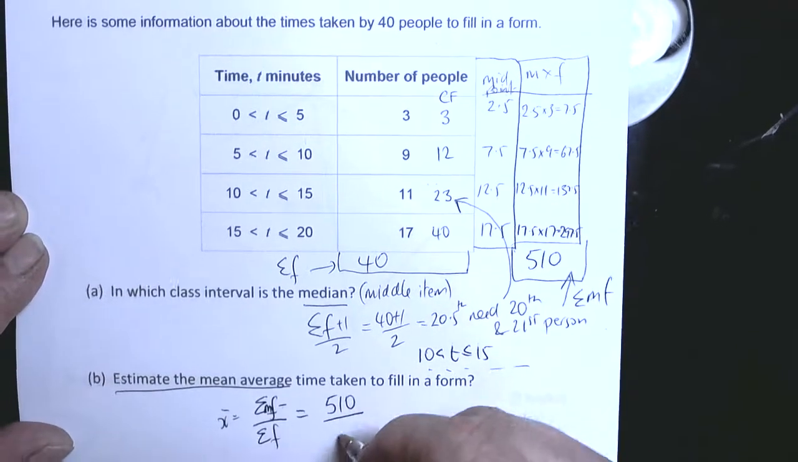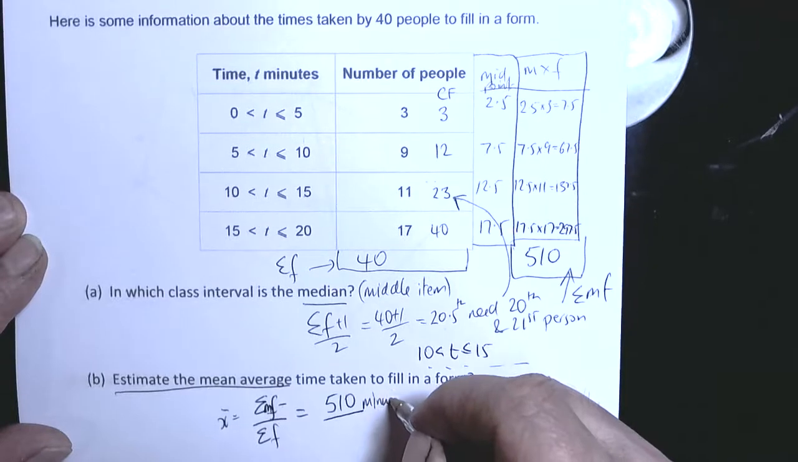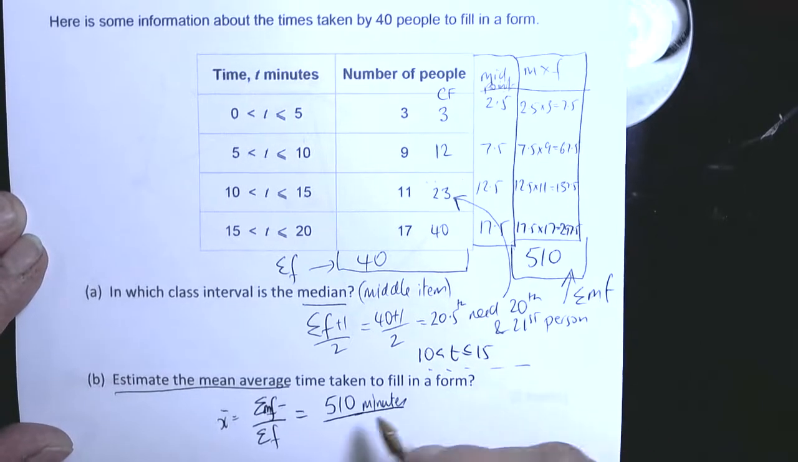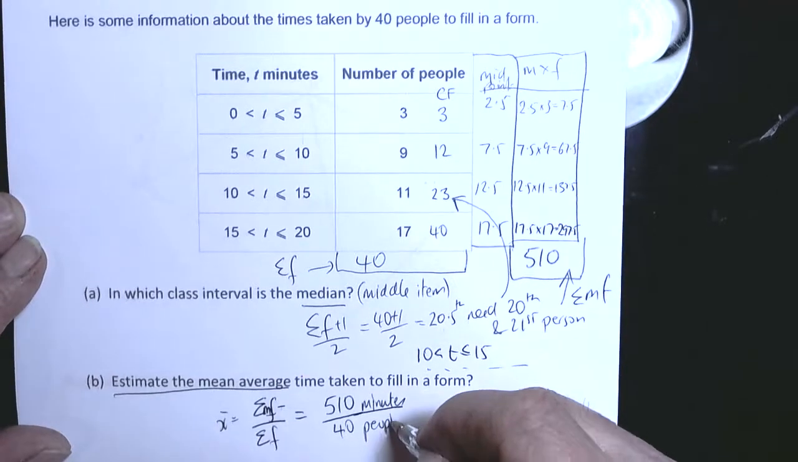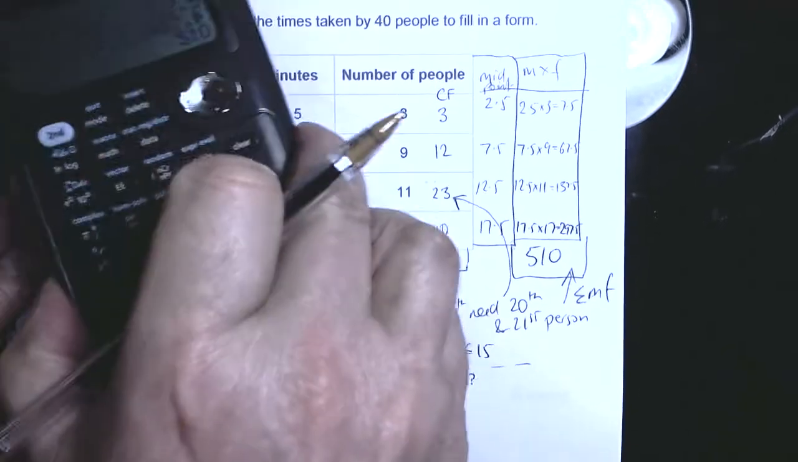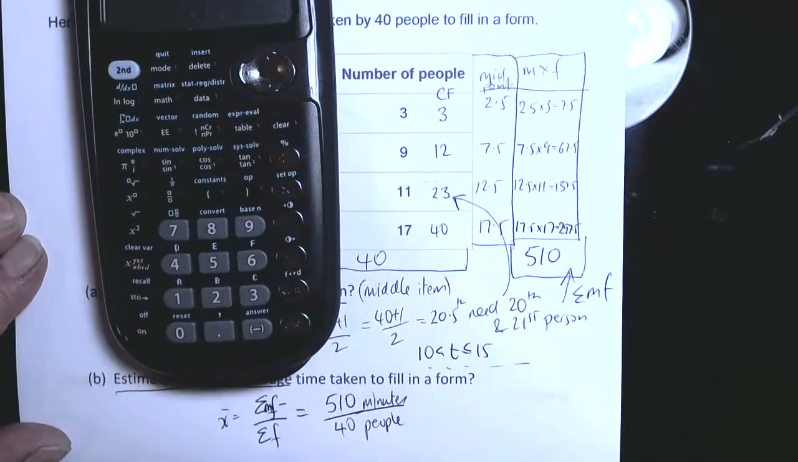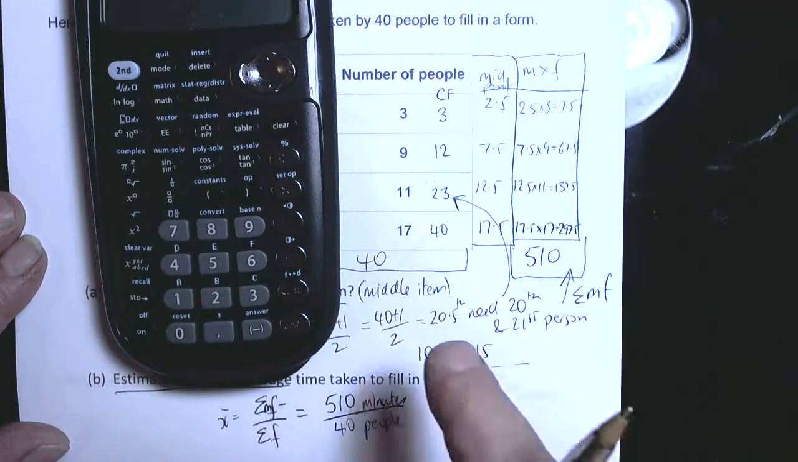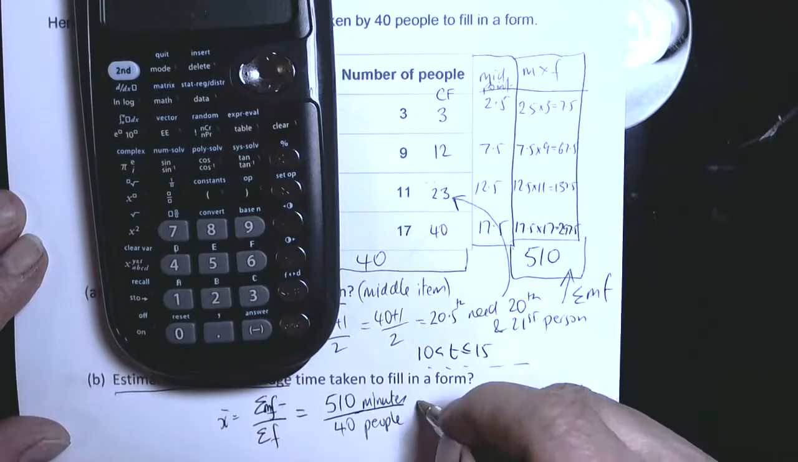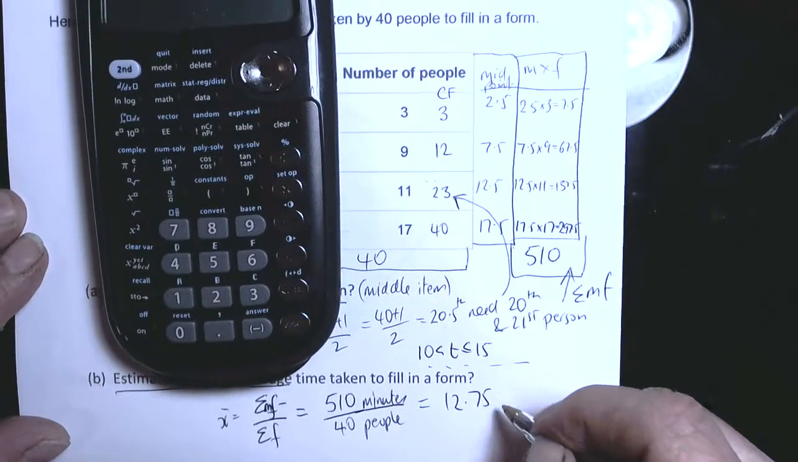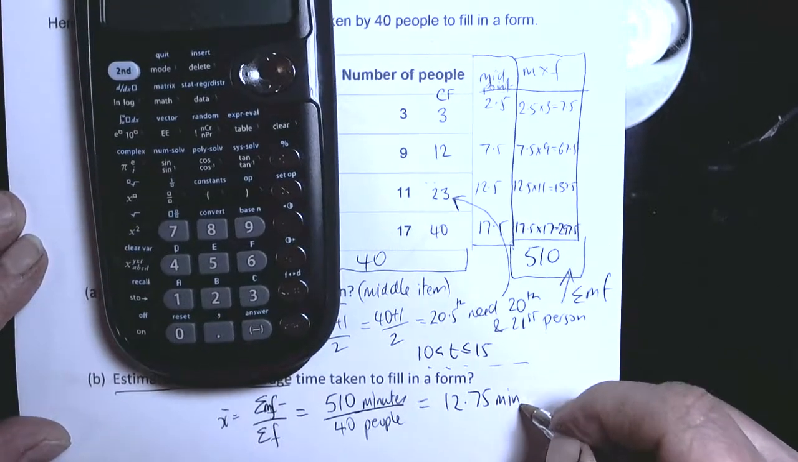frequencies, which was 510 minutes. Always useful to remember the units for this. And the number of people was 40. Useful to do the units, so if you get a compare question, then at least you know what the units are about, and then you can compare like with like. So 510 divided by 40 equals 12.75 minutes per person.